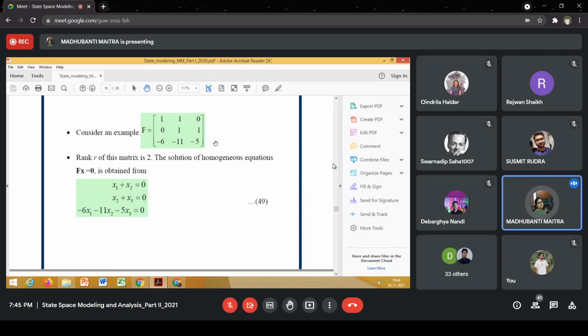So the first homogeneous equation will be 1 into x1 plus 1 into x2 is equal to 0. So x1 plus x2 is equal to 0. The second equation will be 0 into x1 plus 1 into x2 plus 1 into x3 equal to 0. That means x2 plus x3 is equal to 0. And the last equation is minus 6 into x1 minus 11 into x2 minus 5 into x3 is equal to 0.